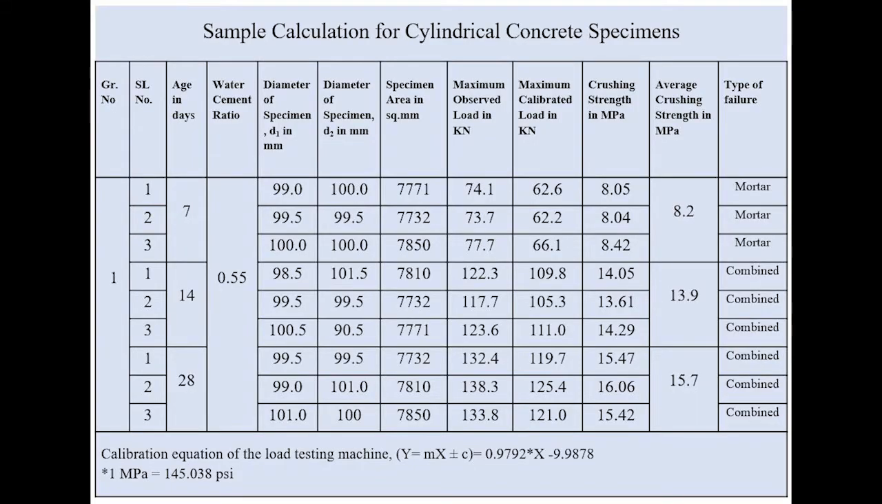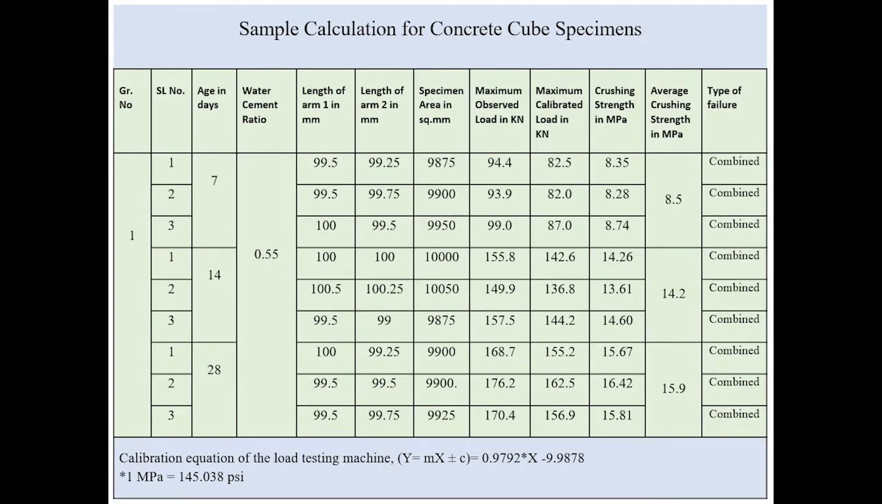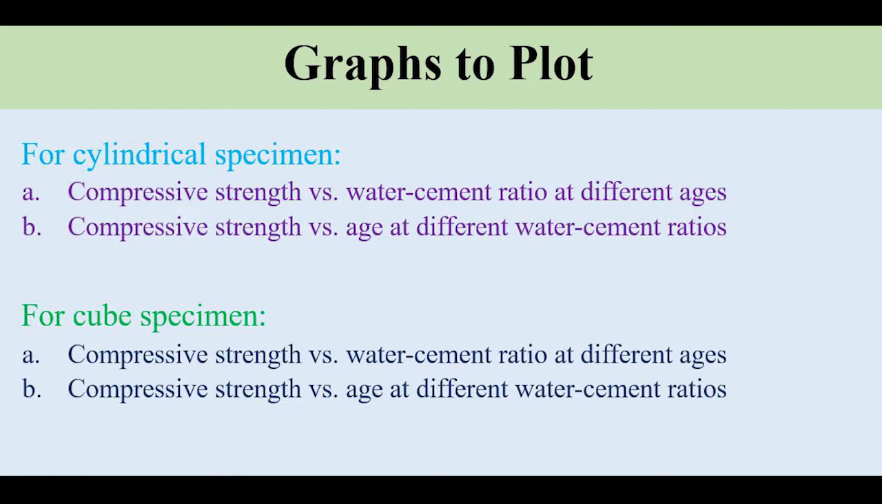Now, for a particular water-cement ratio and a mixing ratio, a sample datasheet for compressive strength of cylindrical concrete specimens at different test ages is shown here. The type of failure is also mentioned. A similar datasheet is shown for concrete cubic specimens.